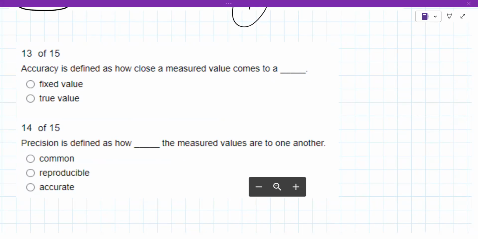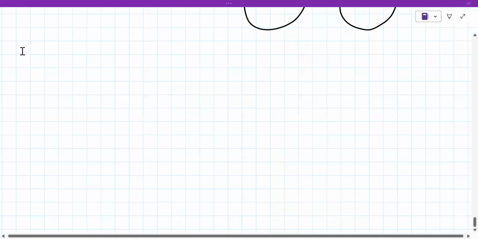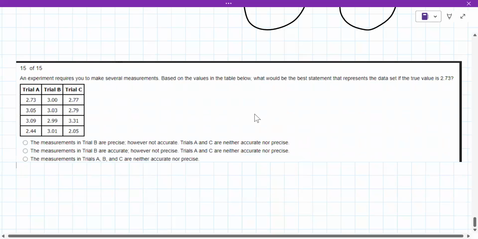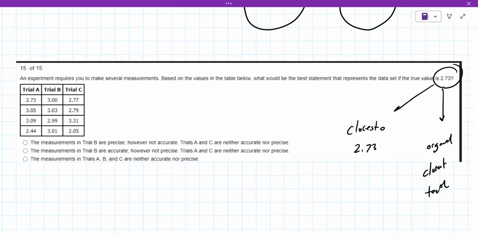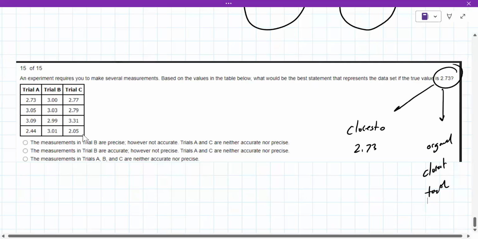Okay, so here we go. We got 15. We're told that the true value is 2.73. So there's two ways you can look at it. You try to see which one is closest to 2.73. And then you might look to see which are organized closest together, without regard to that number. I'll try to explain that better.